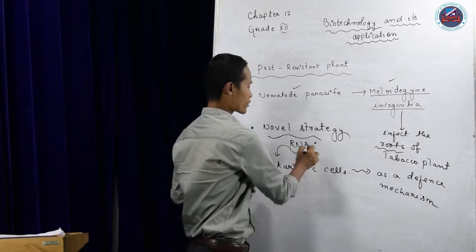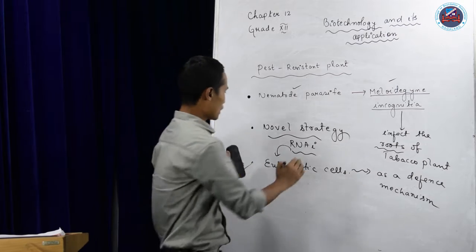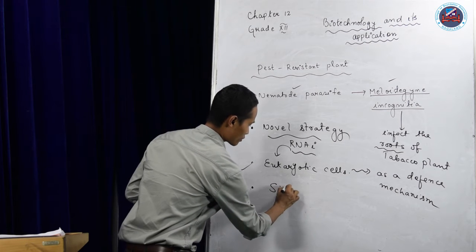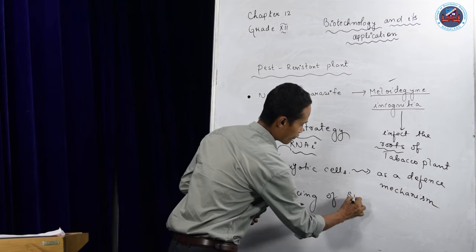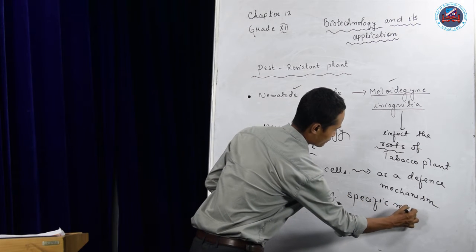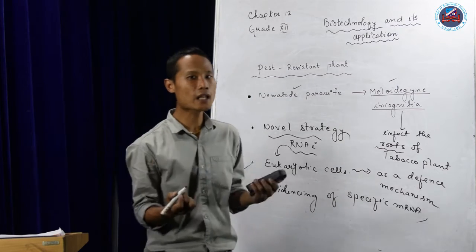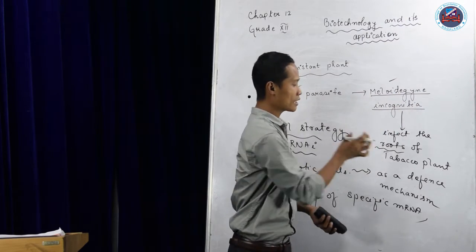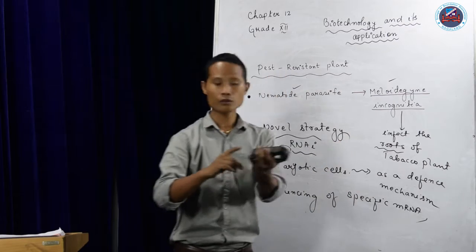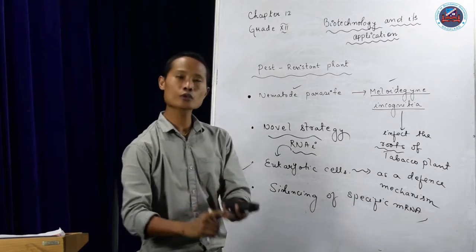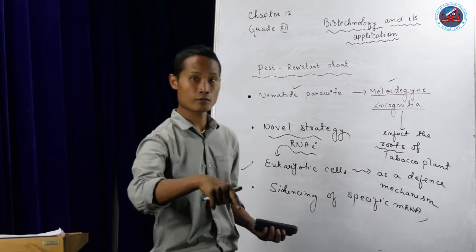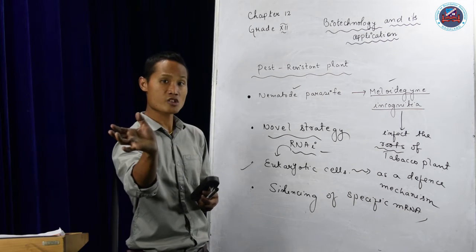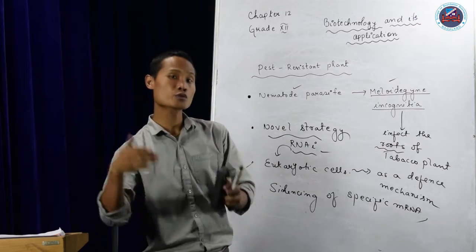So here in RNA interference, we are using a strategy that is silencing of specific mRNA. Now, if we don't allow the mRNA to produce protein, then what happens? Even if Meloidogyne incognita infects the tobacco plant, they have to undergo replication, then transcription, then they have to produce protein, right? So if we don't allow the protein to be formed, then we call this RNA interference. We are interfering with the process, and we will not allow the mRNA to produce protein.